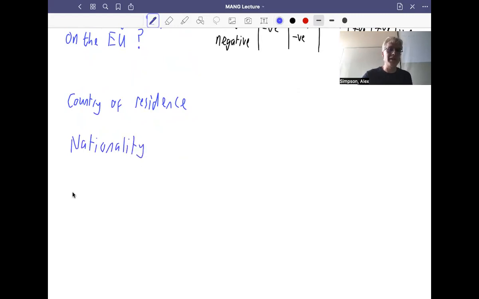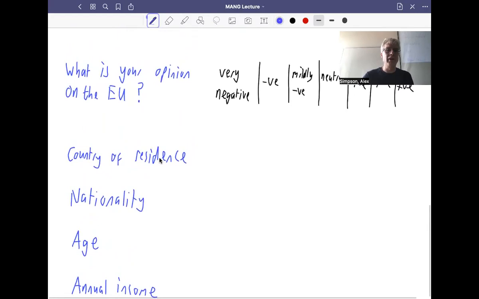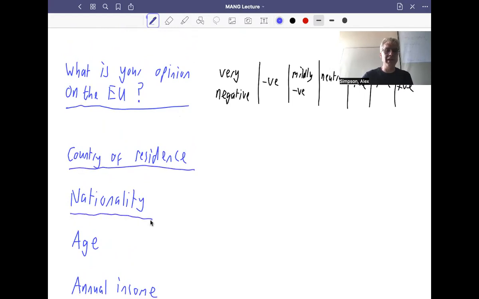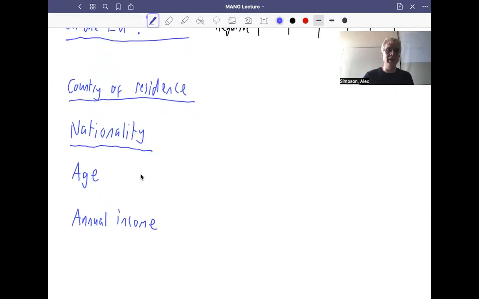It's always interesting to see if opinions are related to the age of the person that's answering. And something else that might be relevant would be, say, the annual income of the person, to see whether more affluent, that's more wealthy people answer differently on the whole from less wealthy people. So country of residence, that's one of the EU countries. Nationality, that's one of the countries in the world.